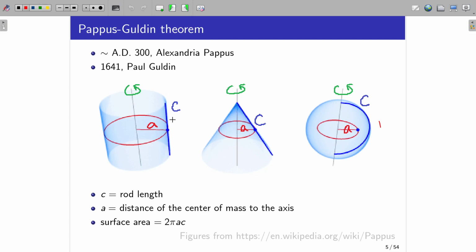You rotate it, you get a surface of revolution, and the surface area is 2 pi times a times c, which is the perimeter of the circle times the length c here. Similar results can be found for cones and even for spheres.